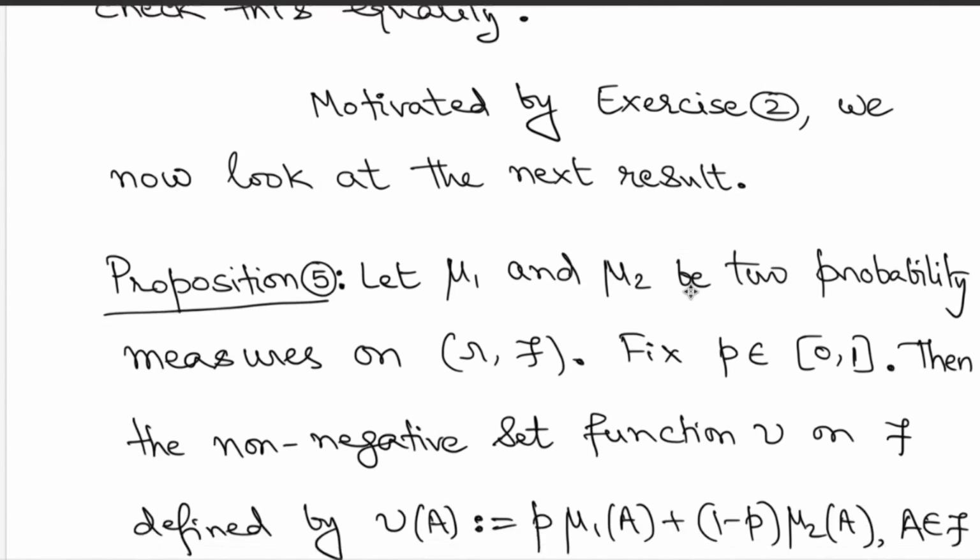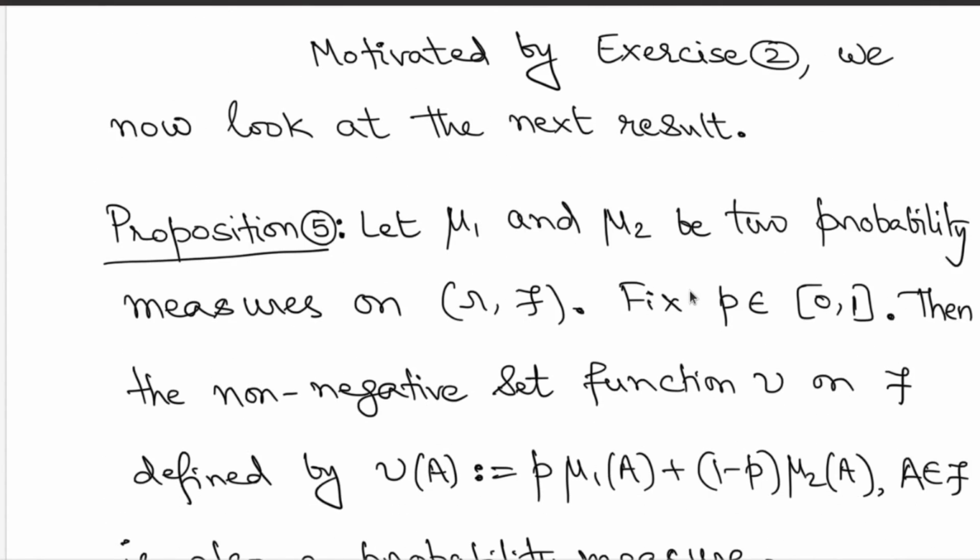But motivated by this example, by this exercise, we are now going to look at some kind of combinations of such Dirac masses or more general probability measures. We look at two probability measures, call them mu1 and mu2. Both of them are defined on the same measurable space.